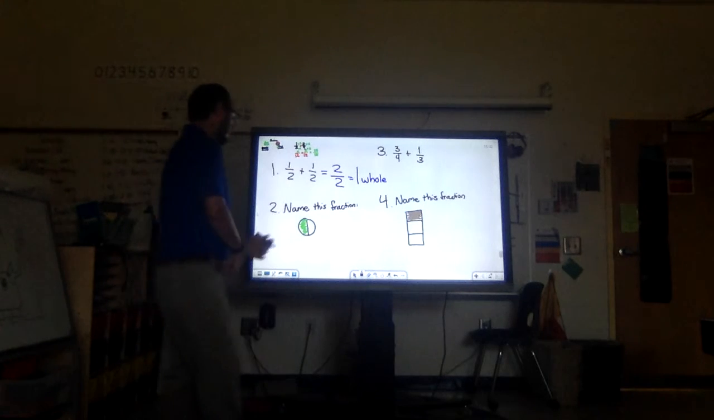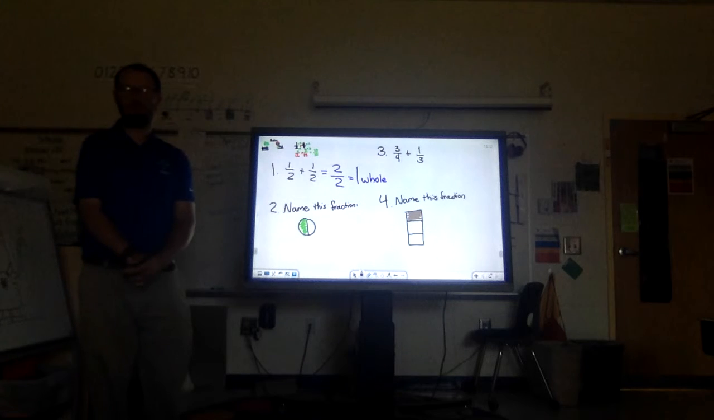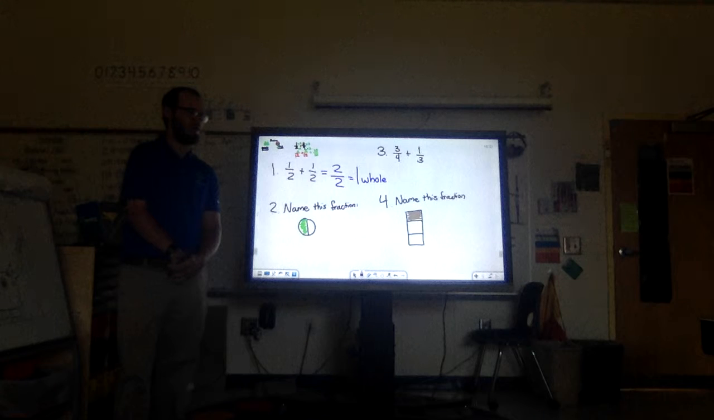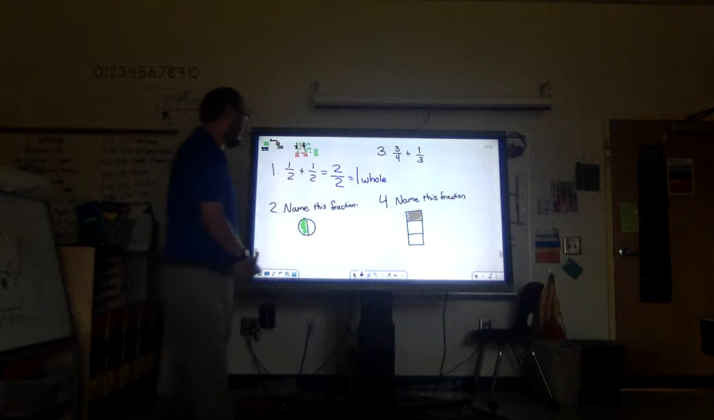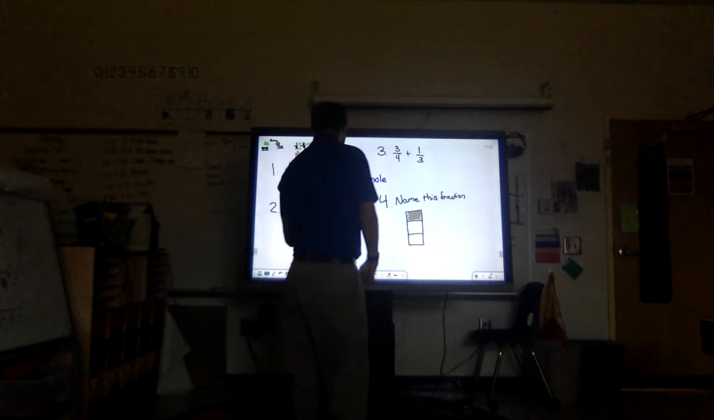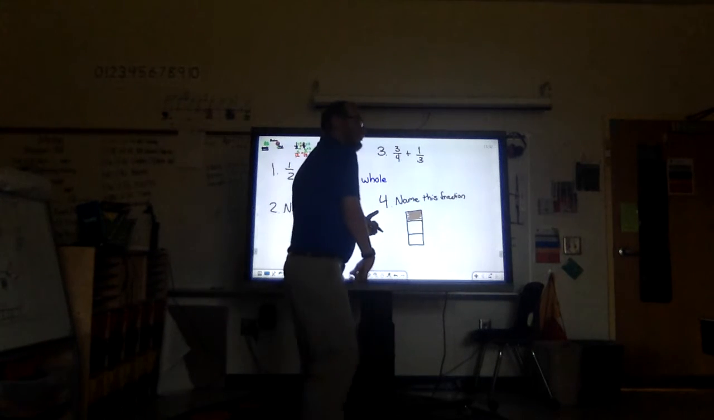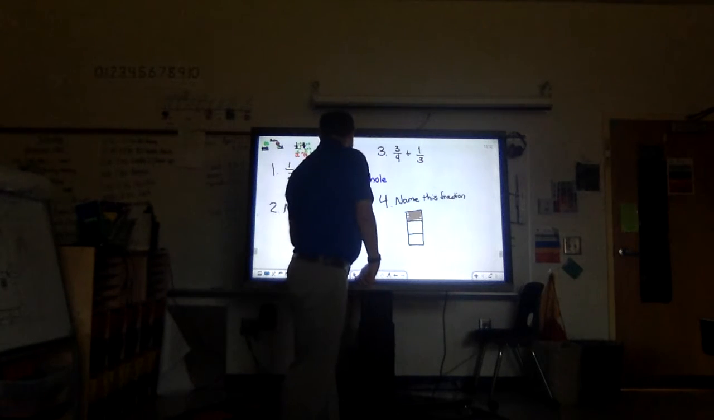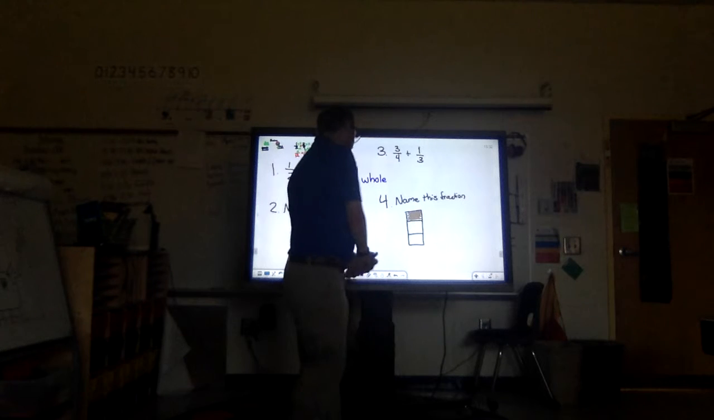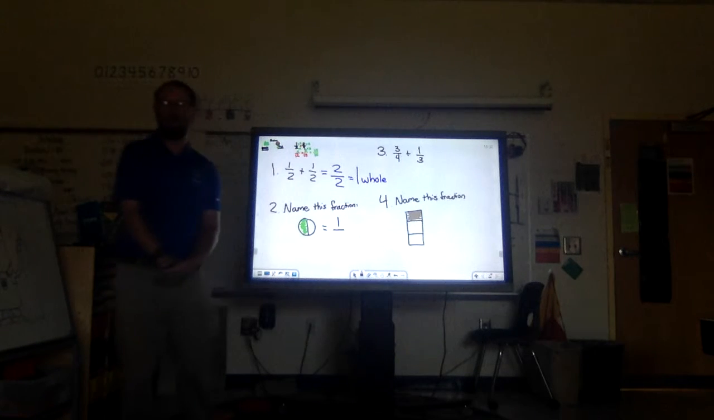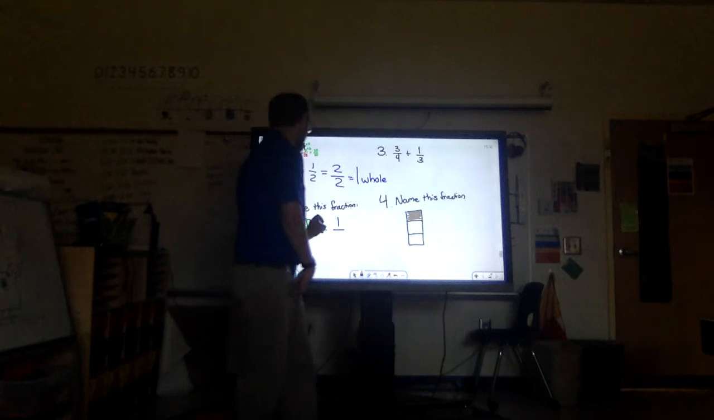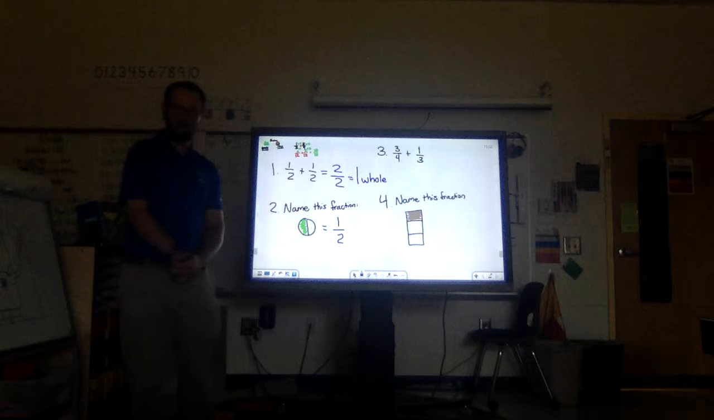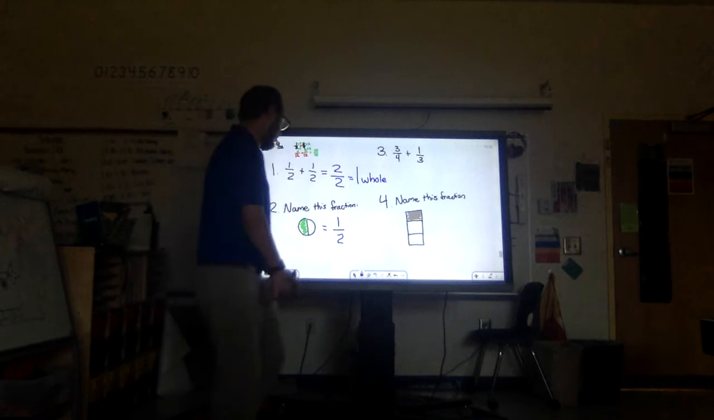Okay. All right, let's go on to number 2. How many parts are there? 1 part is colored. Good job. Is that the numerator or the denominator? The numerator, good job. What is the denominator? How many total parts are there? 2, good job. So 1/2. Good job, guys.